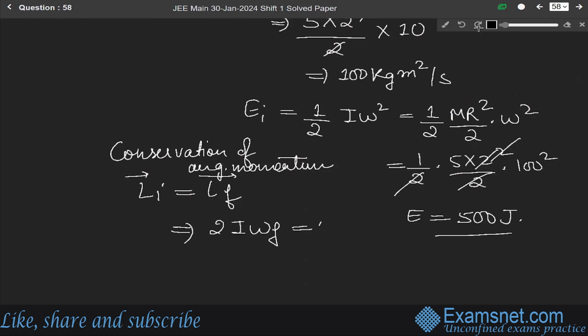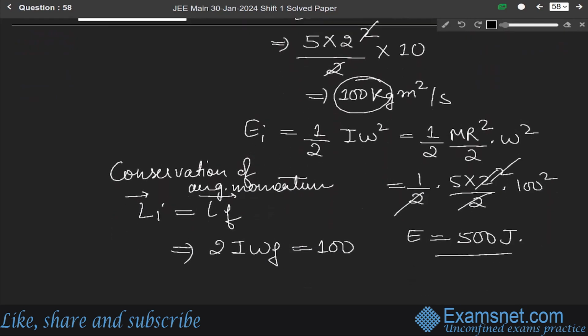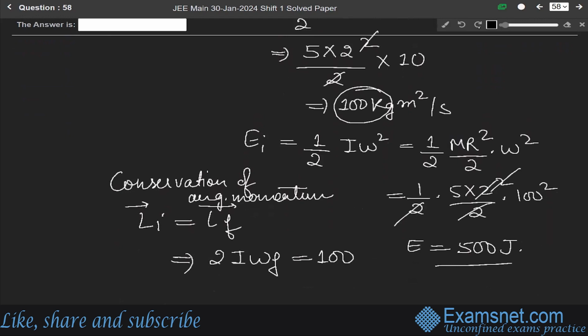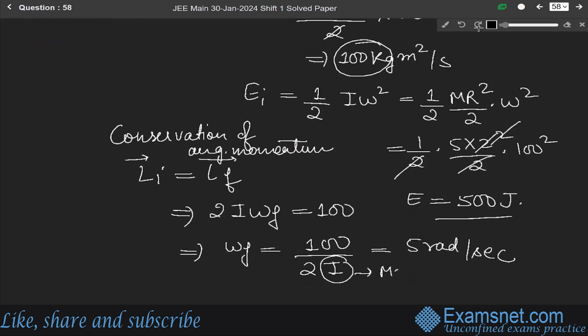Now for this, it will be equal to 2I omega. So it will be equal to what? 100, the initial angular momentum, right? 100. So 2I omega f will be equal to 100. So omega f will be equal to 100 over 2 into I. Solving it, we get 5 radian per second. Okay, putting the value of I as mr square by 2, we get omega f equals 5 radian per second.